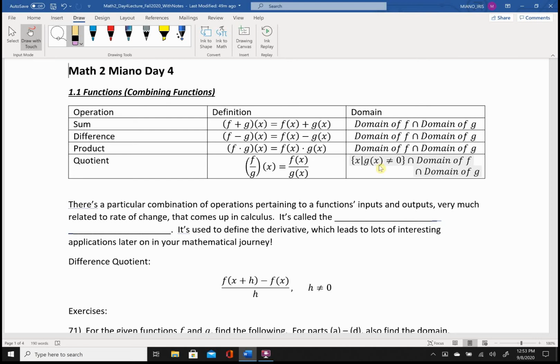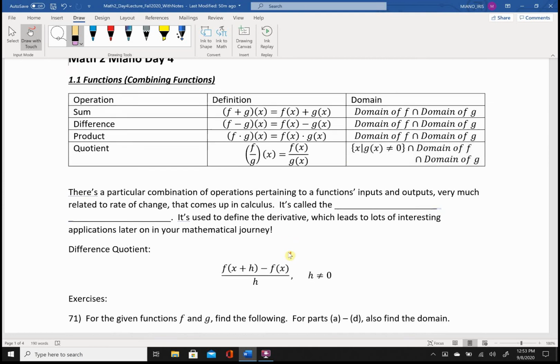And then as far as the domain is concerned for the function operations, you're basically looking for the intersection of the domain of the individual functions, and you have to rope into that with the quotient, just eliminating the value in which the denominator function, in this case generically g of x, is equal to 0.